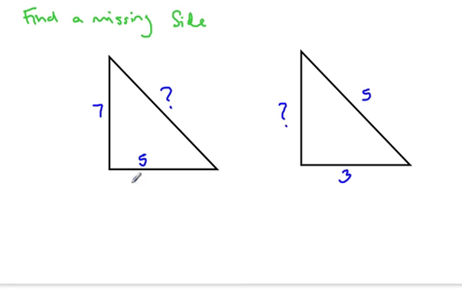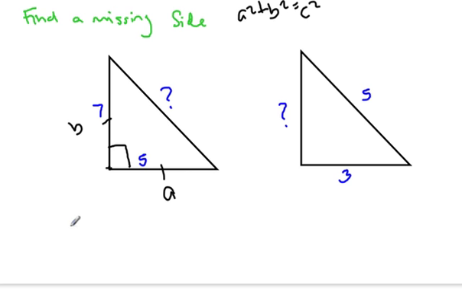In this situation right here, let's start by labeling our parts. This is the right angle. The two legs meet at the right angle, so this could be A and B. And here's our hypotenuse. So our formula is a squared plus b squared equals c squared.